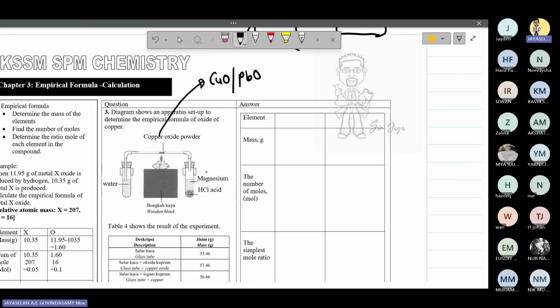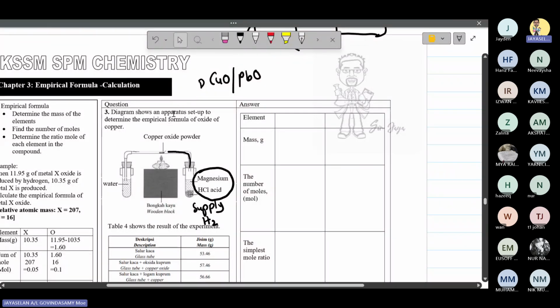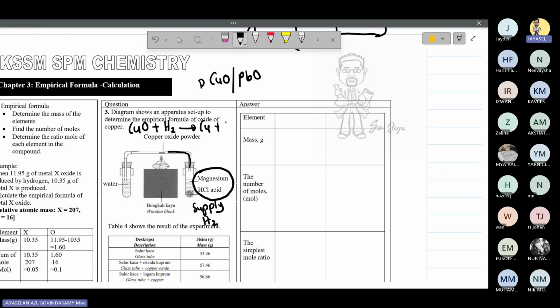Okay, here, this one, what is the function of magnesium and hydrochloric acid? If they ask, just put: supply hydrogen gas. The hydrogen gas will flow through here. Okay, what will happen? Copper oxide reacted with the hydrogen gas, you will get copper plus water. This is the main equation.